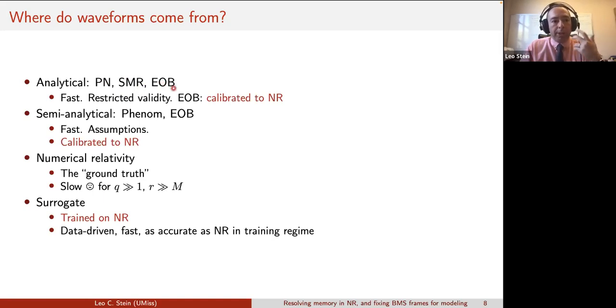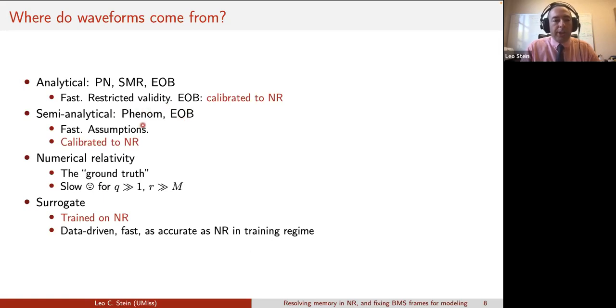But then the EOB industry kind of took off and said, well, we don't know the higher PN terms, let's just put in extra coefficients and then we'll calibrate them to numerical relativity. So now EOB is a little bit more phenomenological. So there's the semi-analytical family. So EOB moves down here.